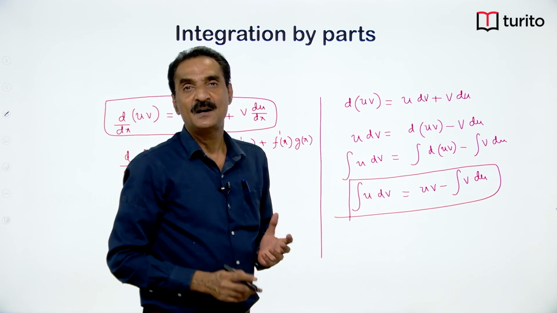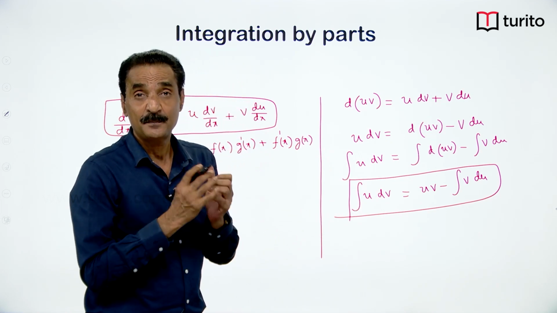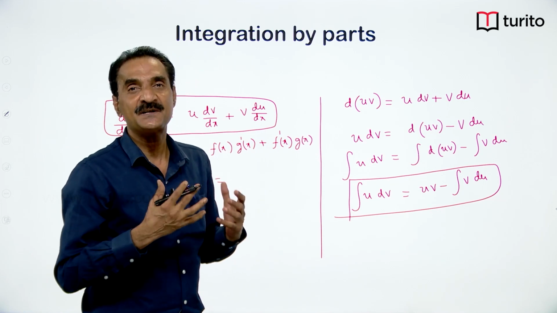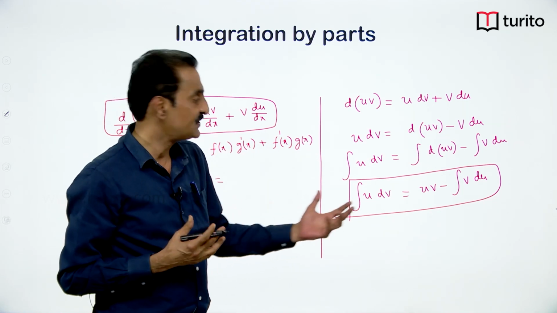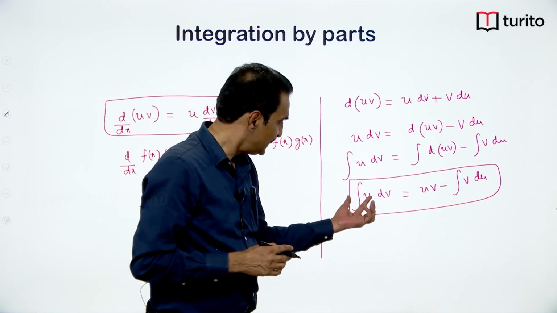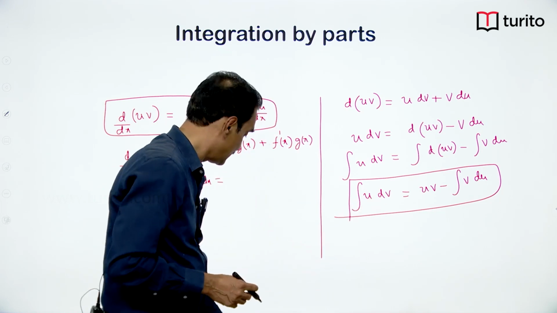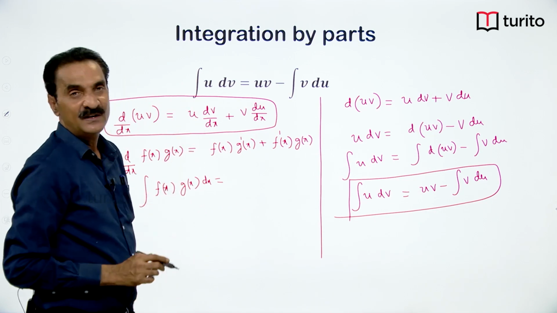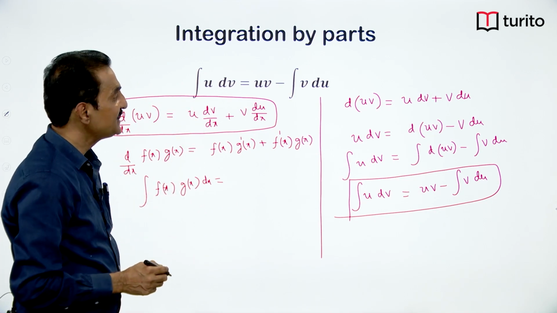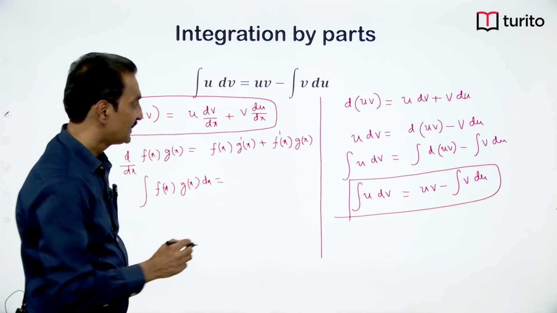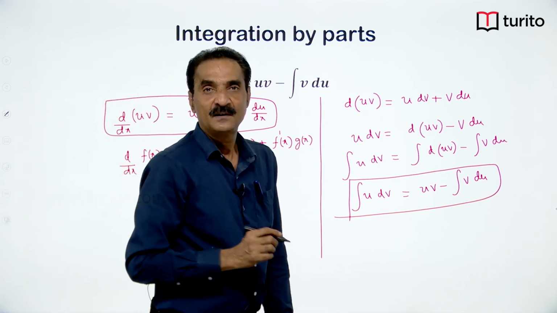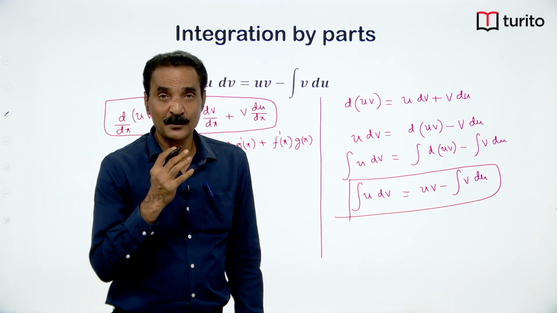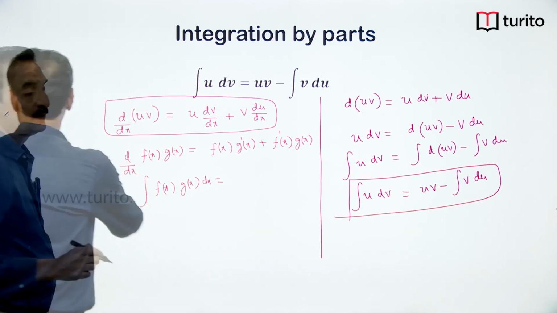This is the formula used for finding the integral of a product. This is called integration by parts, if you integrate a product of two functions using this formula. That formula is integral u dv is equal to uv minus integral v du. Let us see how to apply this formula for the integral of a product of two functions.